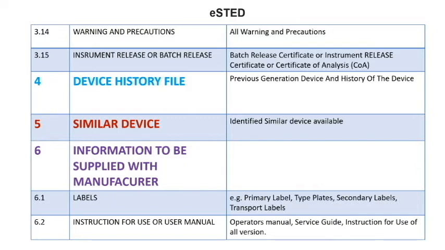Labels: a complete set of the labels, for example, primary labels, type of plates, secondary labels, transport label, in language accepted in the member state where the device is placed. Instruction for use or user manual: operator's manual, service guide or instruction for use of all versions should be referenced here. If there are separate files for the different languages, they should also be referenced.